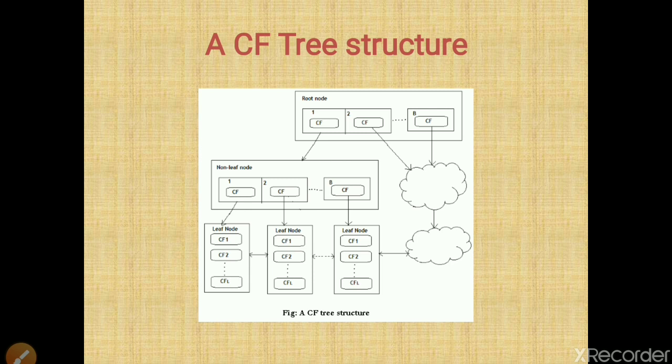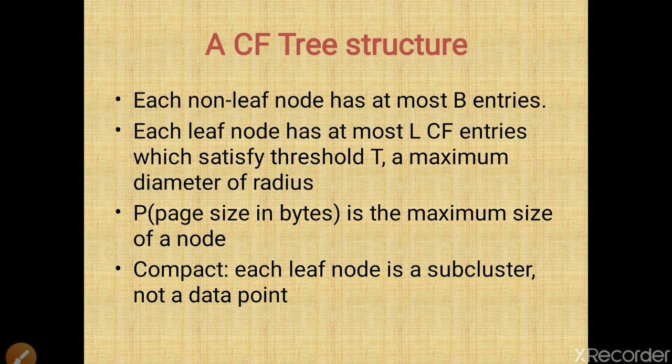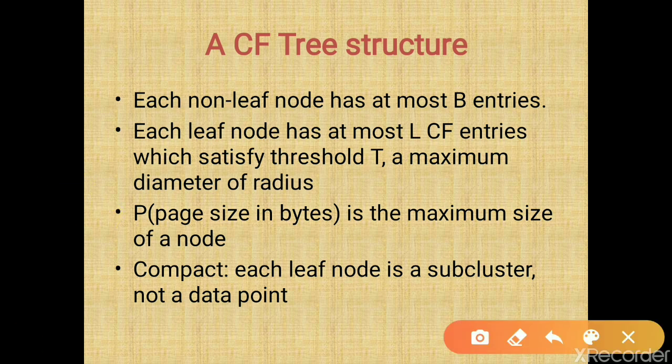Here you can see the clustering feature tree structure. The first point tells that each non-leaf node has at most B entries. B represents the branching factor. What does the branching factor mean? The branching factor specifies the maximum number of children per non-leaf node. How many children are possible for each non-leaf node is specified by the branching factor B.